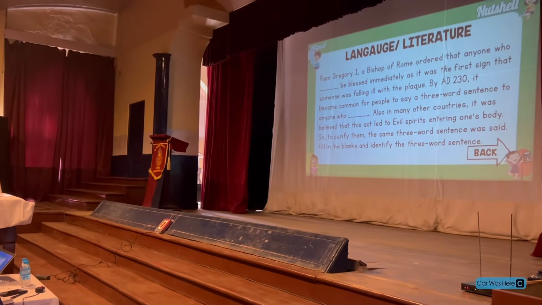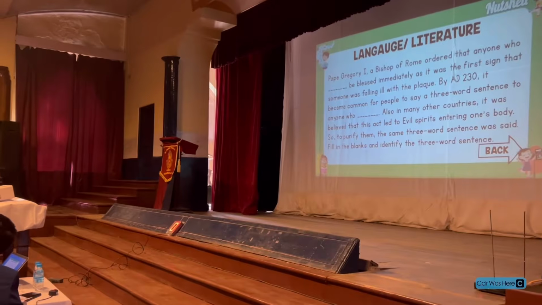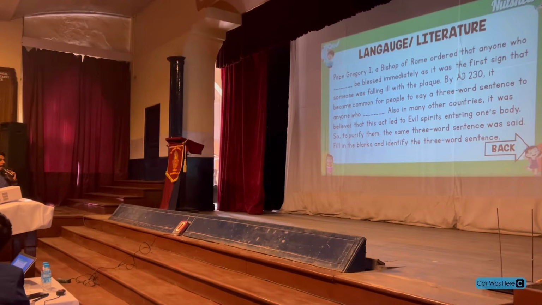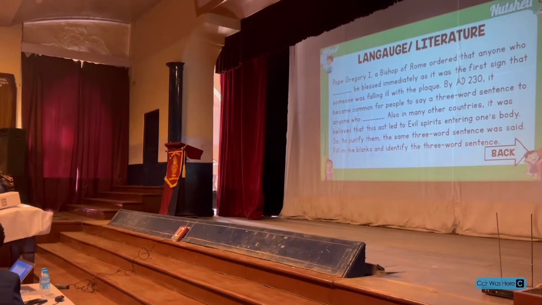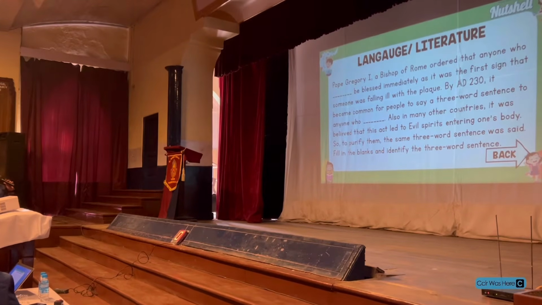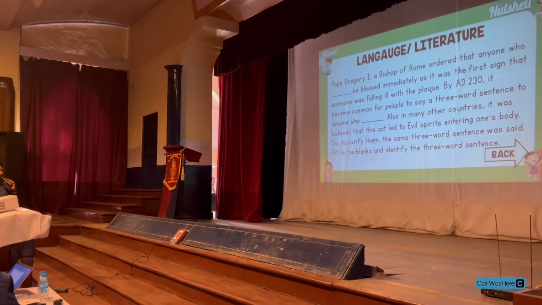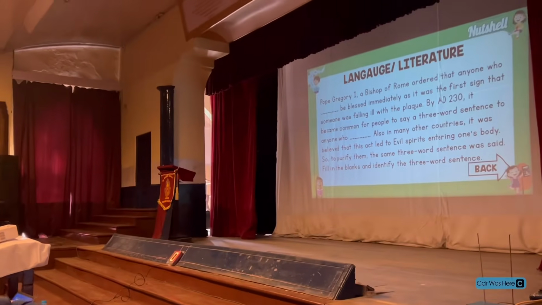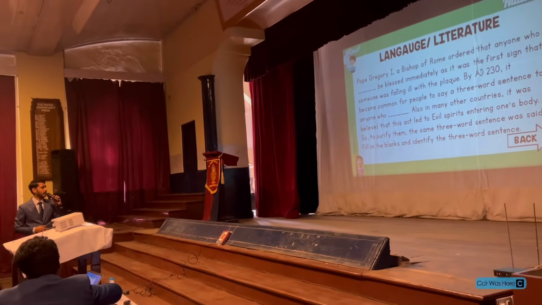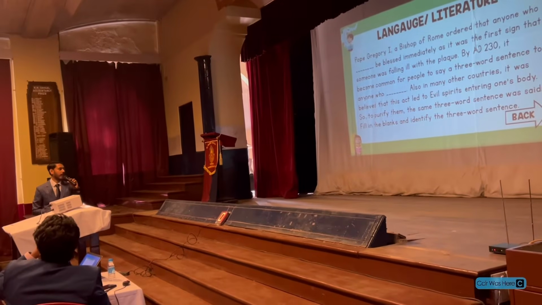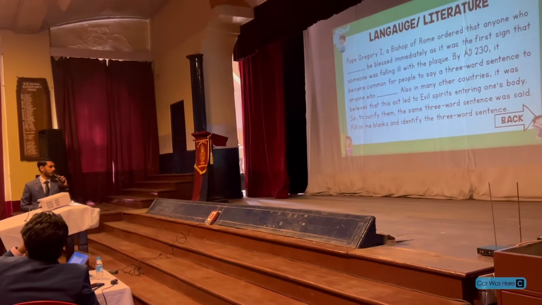Pope Gregory the First, a bishop of Rome, ordered that anyone who dash be blessed immediately, as it was the first sign of someone falling ill with the plague. By AD 230, it became common for people to say a 3-word sentence to anyone who dash. Also, in many other countries, it was believed that this act led to evil spirits entering one's body. So, to purify them, the same 3-word sentence was said.